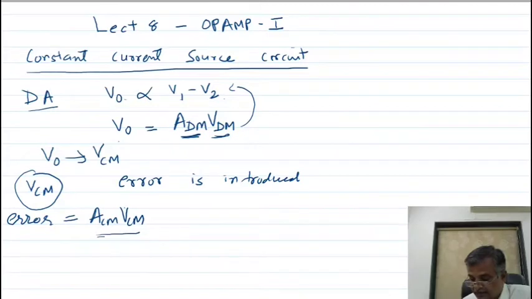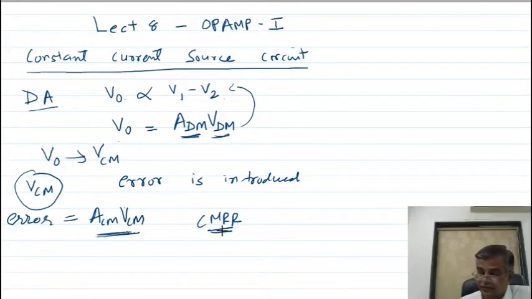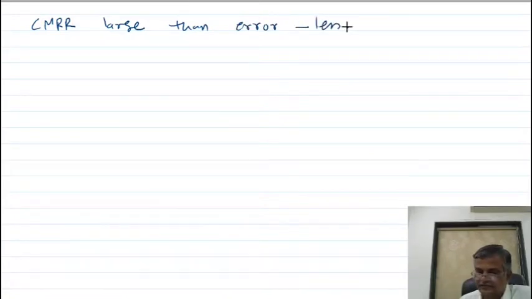And we have seen last semester with some numericals that this error is very large in the output if CMRR is not large. If CMRR is large, then the error will be very less.